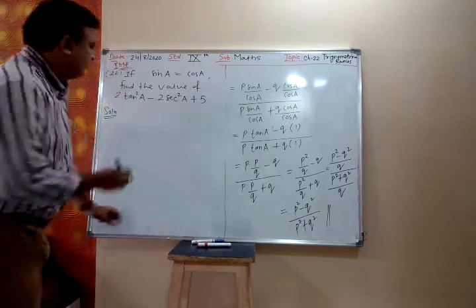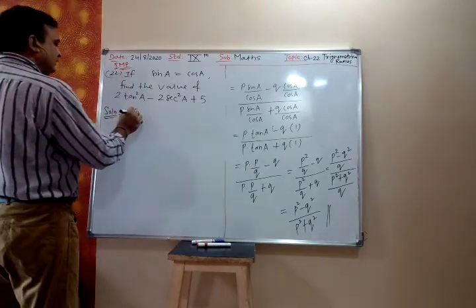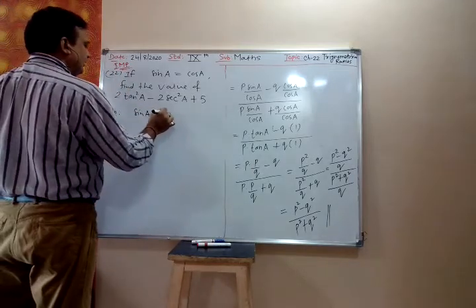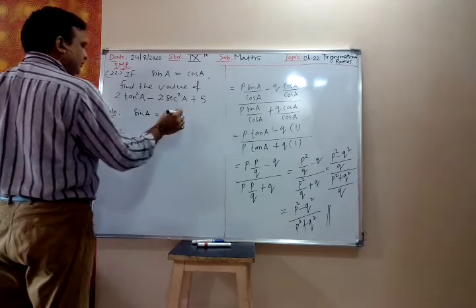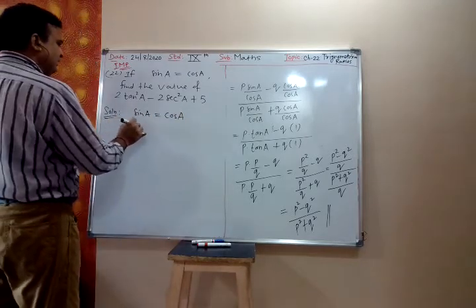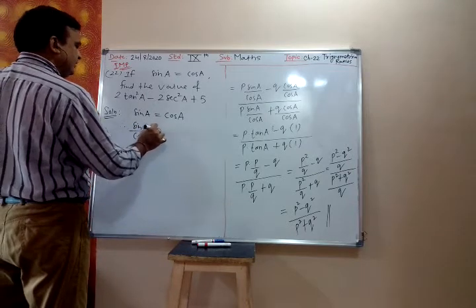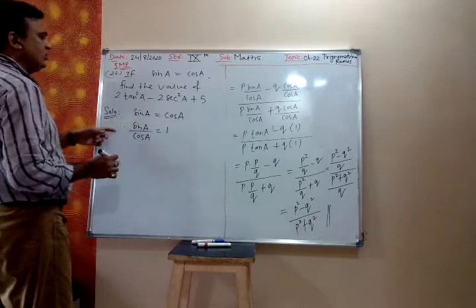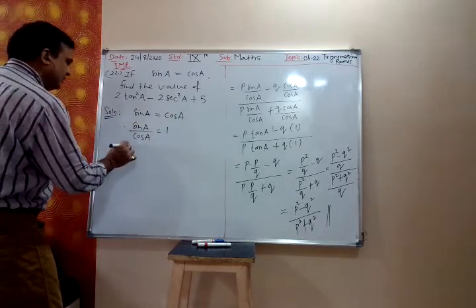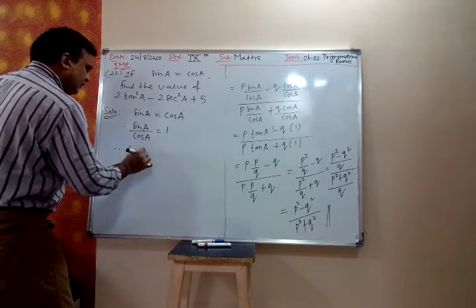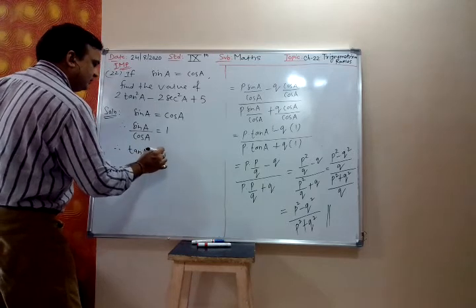So sin A is equal to cos A, we are given. So this we can write as sin A upon cos A is equal to 1. This cos A will go in the denominator. Sin A upon cos A is tan A. So tan A is equal to 1.